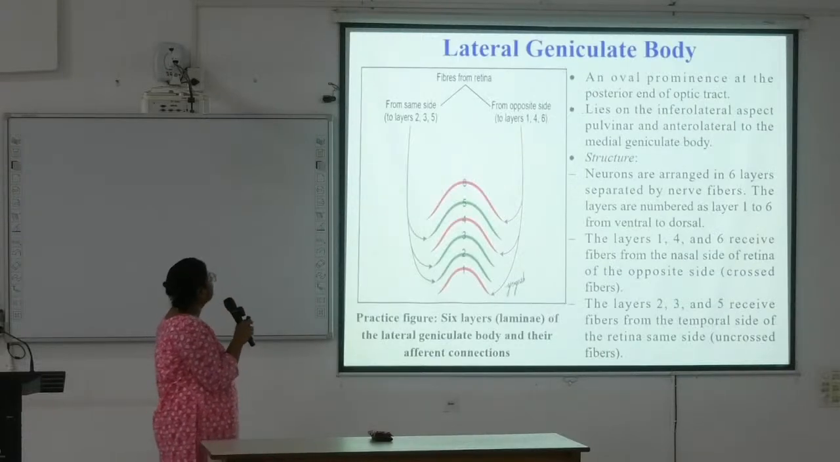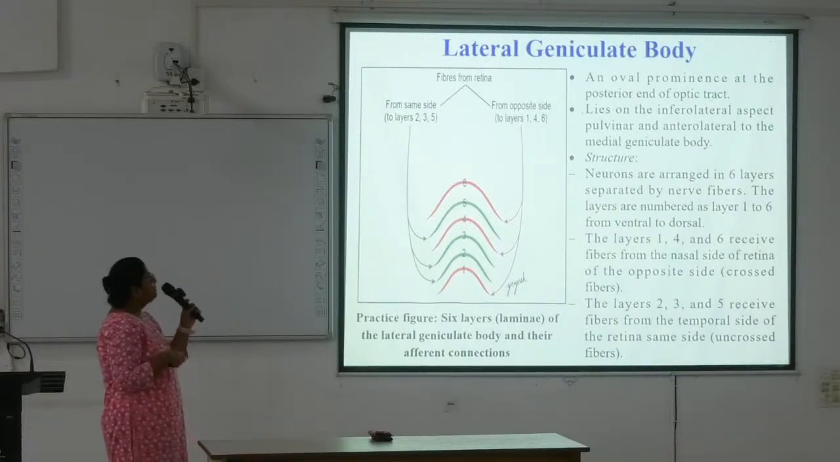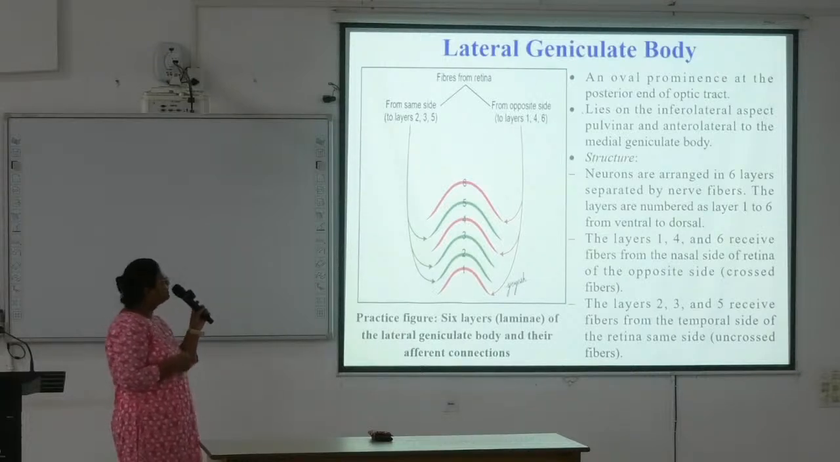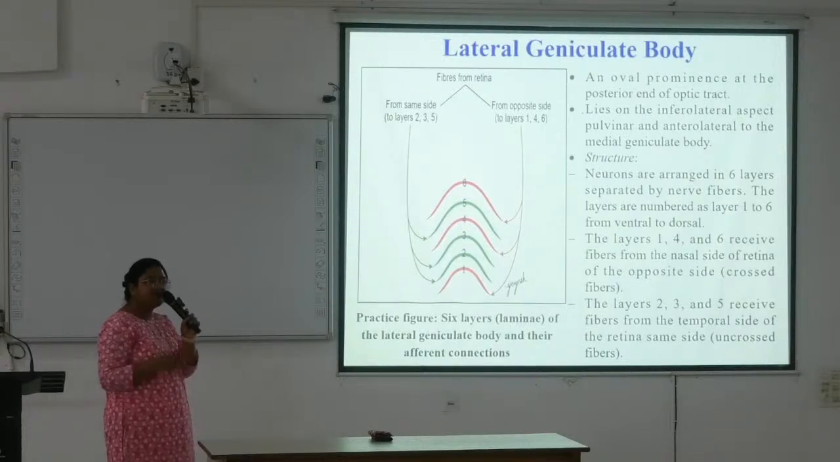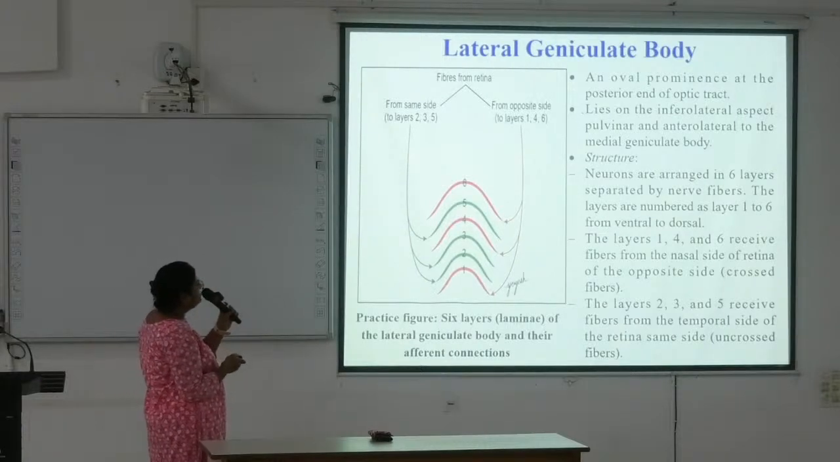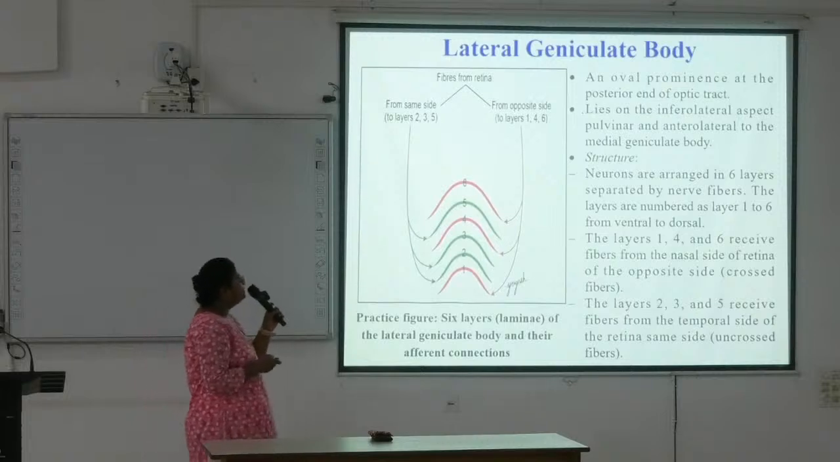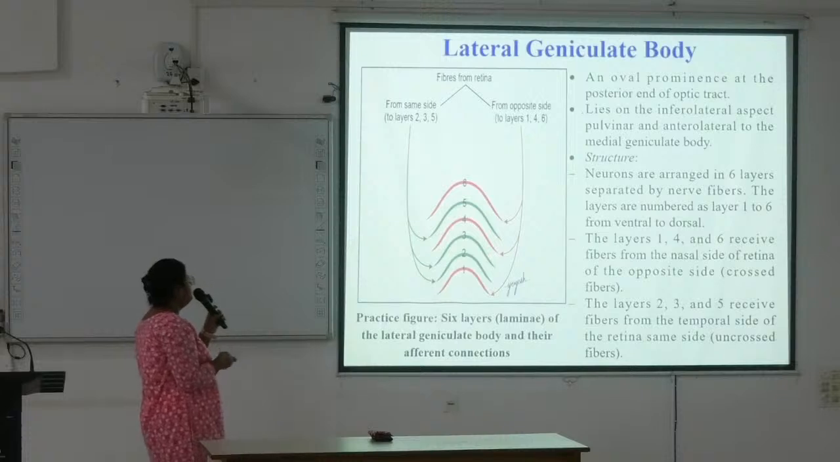Next we go to lateral geniculate body. Lateral geniculate body is an oval prominence at the posterior end of the optic tract. Lies on the inferolateral aspect of pulvinar, you have seen in previous picture, just lateral to the medial geniculate body. It is located anterolateral to the medial geniculate body. Structure, neurons are arranged in 6 layers separated by nerve fibers. Here you can see the 6, 1, 2, 3, 4, 5, 6. And the layers are numbered as layer 1 to 6 from ventral to dorsal.